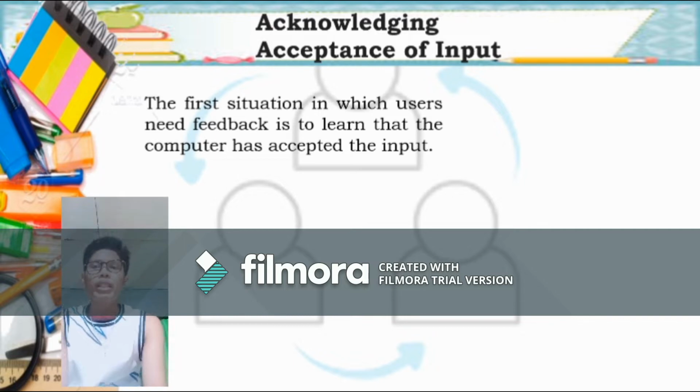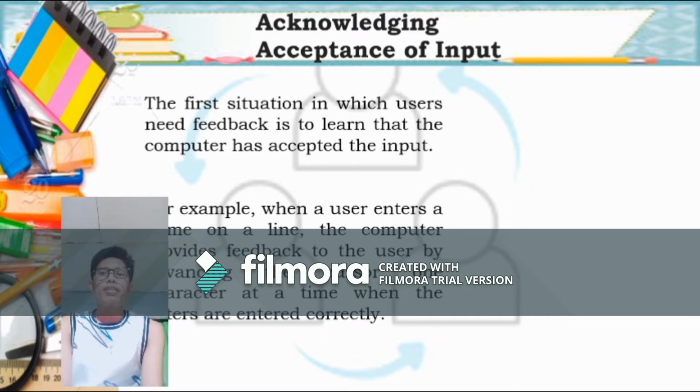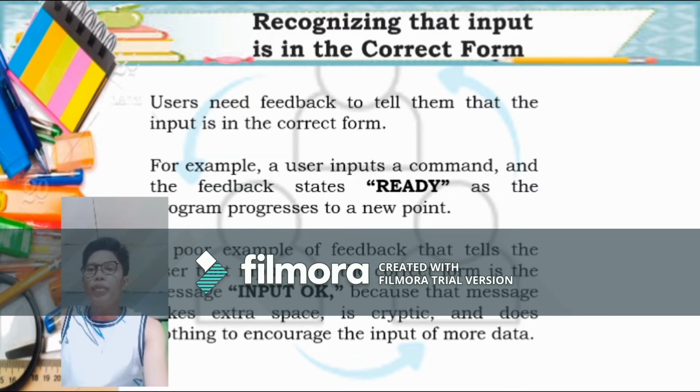If your password is not correct, you cannot go directly to the homepage of Facebook. If it is correct, the system will notify you that you have logged into Facebook successfully. So for example, when a user enters a name on a line, the computer provides feedback to the user by advancing the cursor one character at a time when the letters are entered correctly.